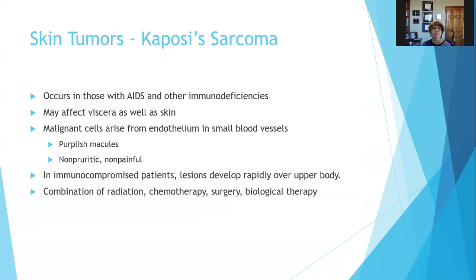Another type of skin tumor occurs with people with immunodeficiency. So one of the things early in the identification of AIDS was that the incidence of Kaposi sarcoma went way up, and they couldn't figure out why. Kaposi sarcoma may affect the viscera as well as the skin. Obviously, if it's on your viscera, you're not going to see it, but if it's on your skin, you will.